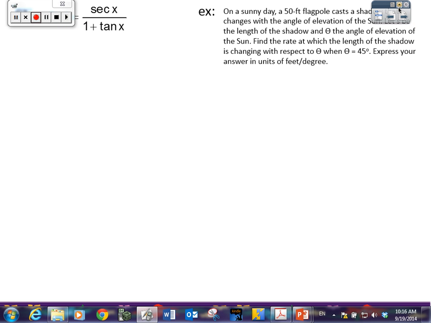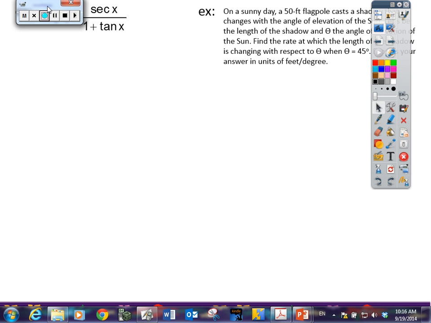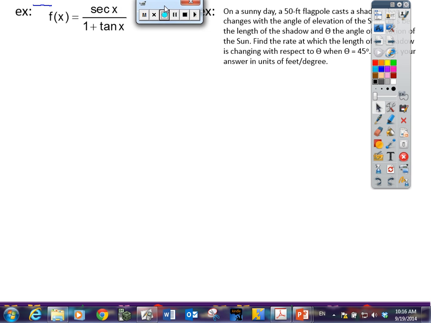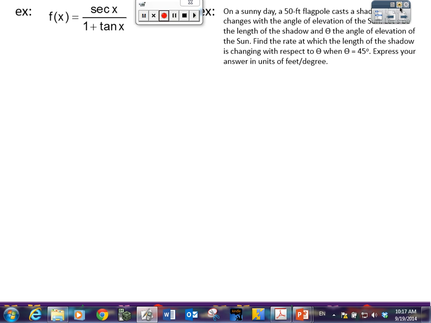All right, so let's look at this one. We're looking at f of x equals secant x over 1 plus tangent x. Again, we step back and look at the big picture. If you've got a fraction, then unless you can rewrite it, you're most likely going to be using the quotient rule, and that's the overarching rule that's going to tell you what to do.